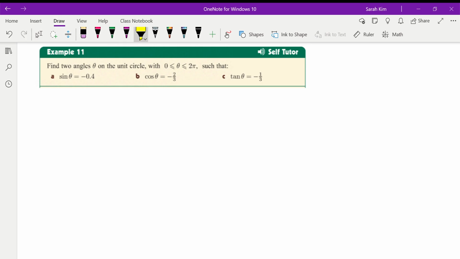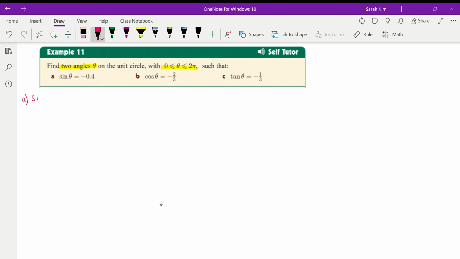Alright, let's try example 11. It's a little bit harder. All it changes is you still have to find two angles. You're using radians now, so when you see pi, it means radians. And then some values are negative, so it's going to be a little bit tricky. But let's begin. Similar to example 10.